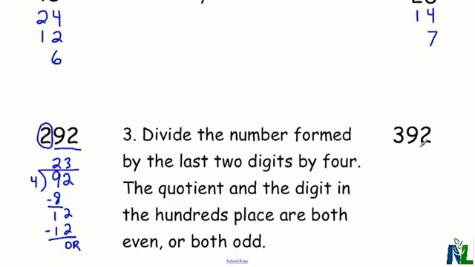Let's try the same strategy with the number 392. Since I just found that 92 divided by 4 is 23, and 23 is odd, and the number in my hundreds place is also odd, this lets me know that the number 392 is divisible by 8.